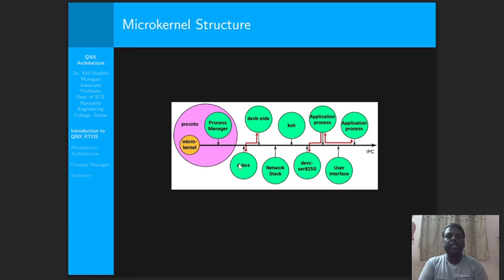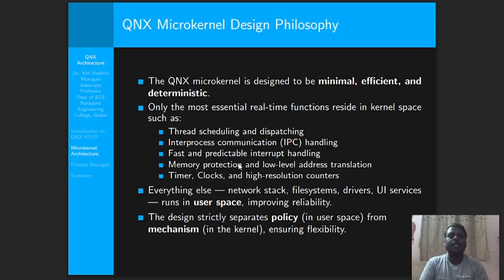If you look into this microkernel architecture, it is designed to be minimal, efficient, and deterministic. Only the most essential real-time functions will reside inside the kernel space. For example, thread scheduling and dispatching, interprocess communication handling, fast and predictable interrupt handling, memory protection and low-level address translation, then handling of timers, clocks, and high-resolution counters. So this is the main work that is being done by the kernel. The remaining, whatever it is, will be in the user space.